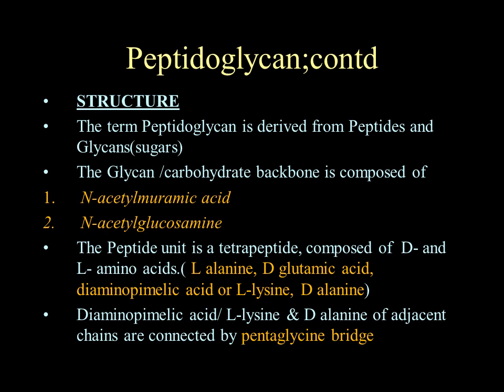The glycan carbohydrate backbone is composed of N-acetylmuramic acid and N-acetylglucosamine. With the N-acetylmuramic acid, we have attached a chain of different amino acids, including L and D type amino acids like alanine, glutamic acid, diaminopimelic acid, lysine, or alanine.